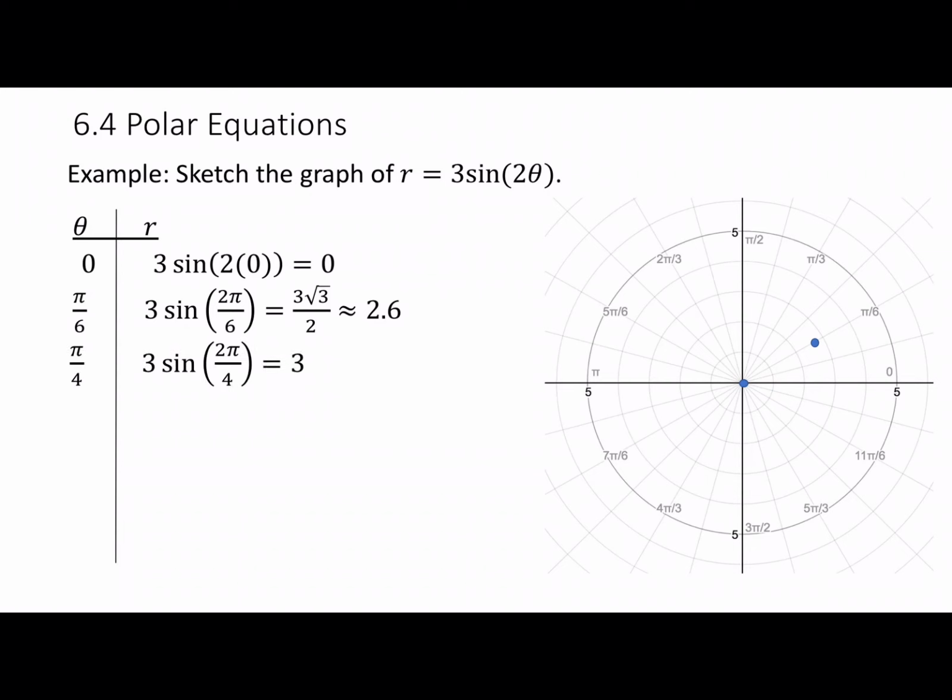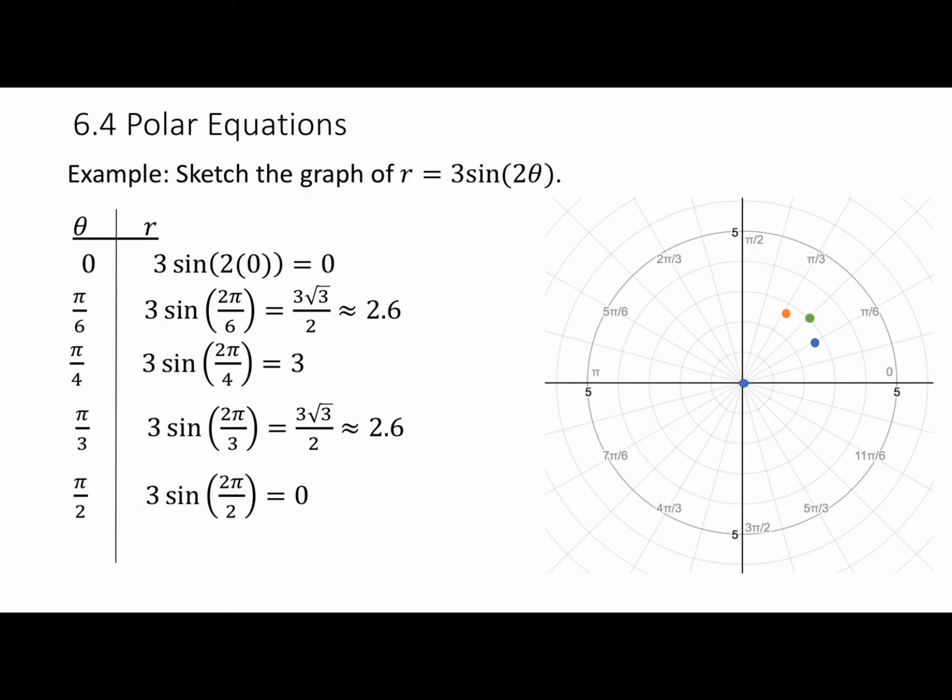When theta is pi over 4, I have 3 sine of 2 pi over 4, which is going to give me 3. So I'm going to plot the polar coordinates 3 comma pi over 4. When theta is pi over 3, I'm going to get 3 sine of 2 pi over 3, which gives me, again, approximately 2.6. So I'm going to move in the direction of pi over 3 and then out 2.6 units, about there.